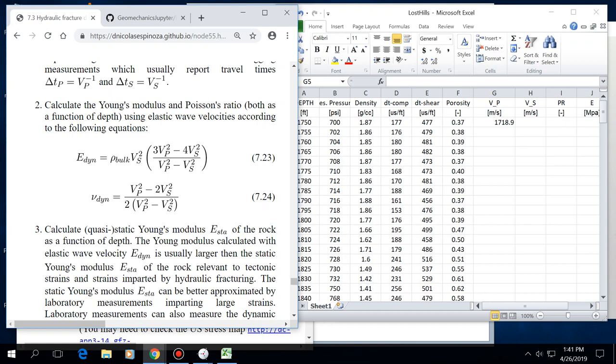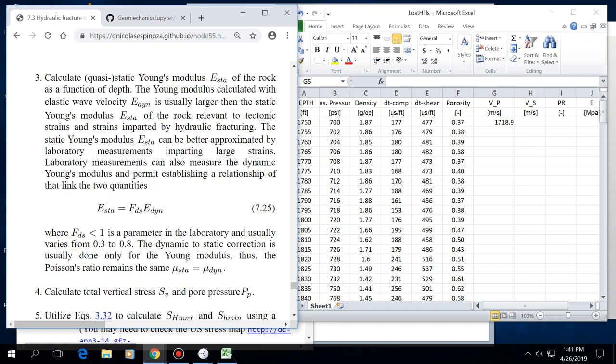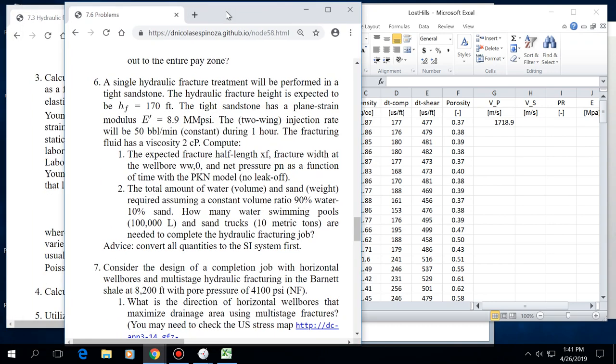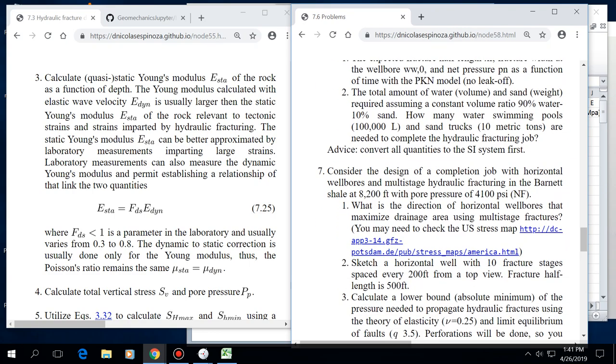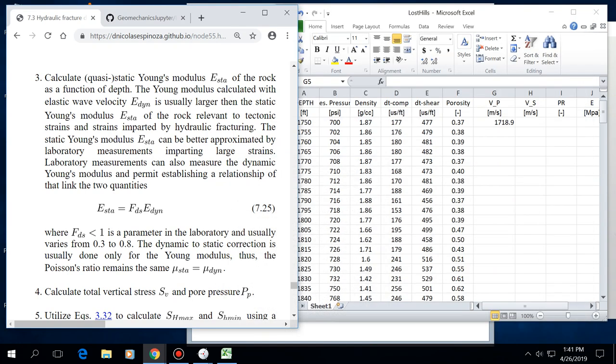So there is going to be one more factor later on that you're going to have to use to convert these dynamic measurements to static measurements, with a factor FDS, which is usually less than one. And in the problem, which is problem number five, I'm giving you that value. Okay, so you already know that, and I'm also giving you the tectonic strains. So everything left is just to compute stresses as a function of depth.